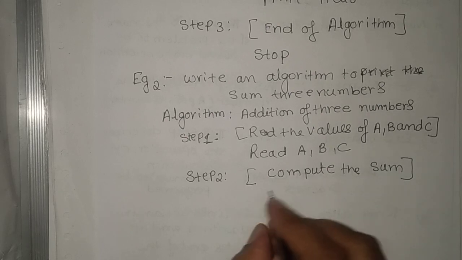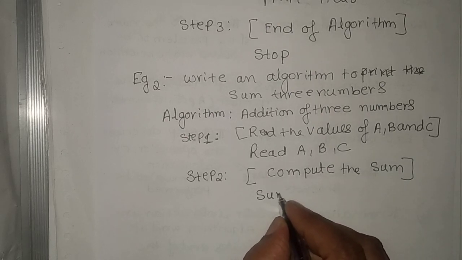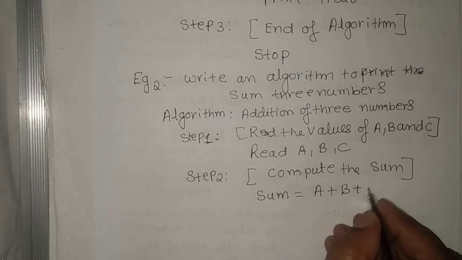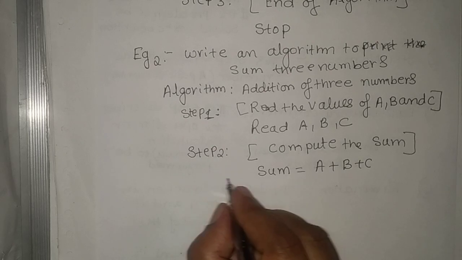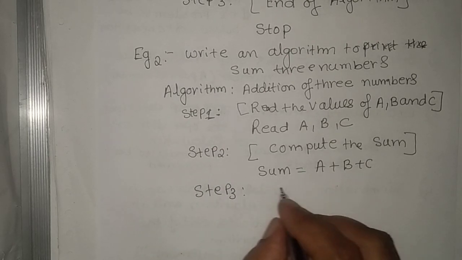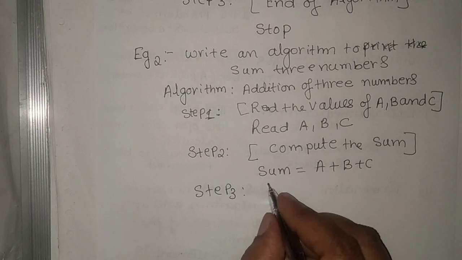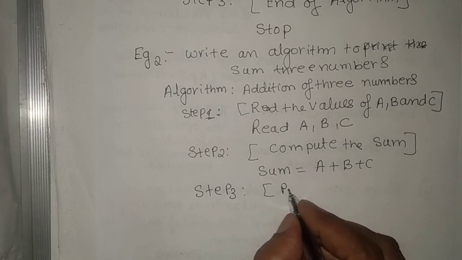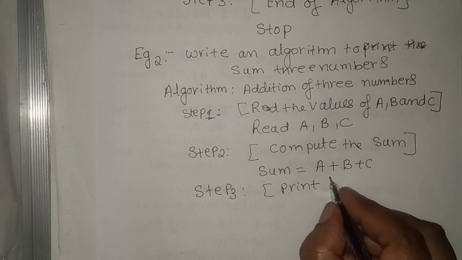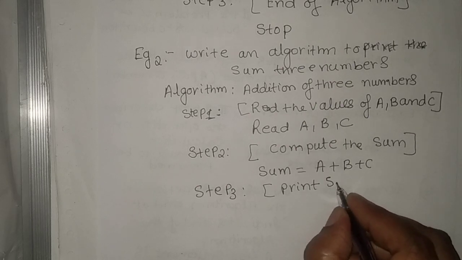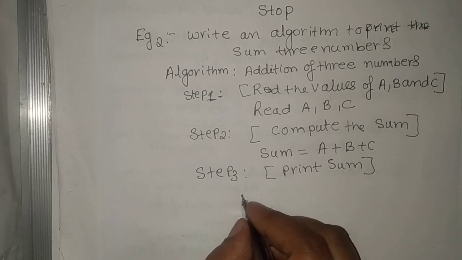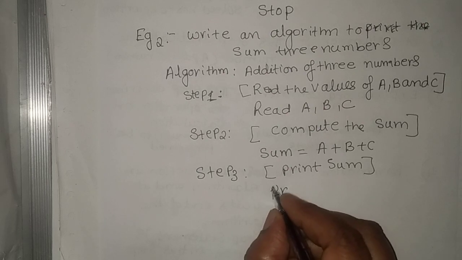Compute the sum. Then the sum will be A plus B plus C. Sum is equal to A plus B plus C. Step 3 will be print. So what we have to do after calculating sum? Print sum. Then we can write it as print.